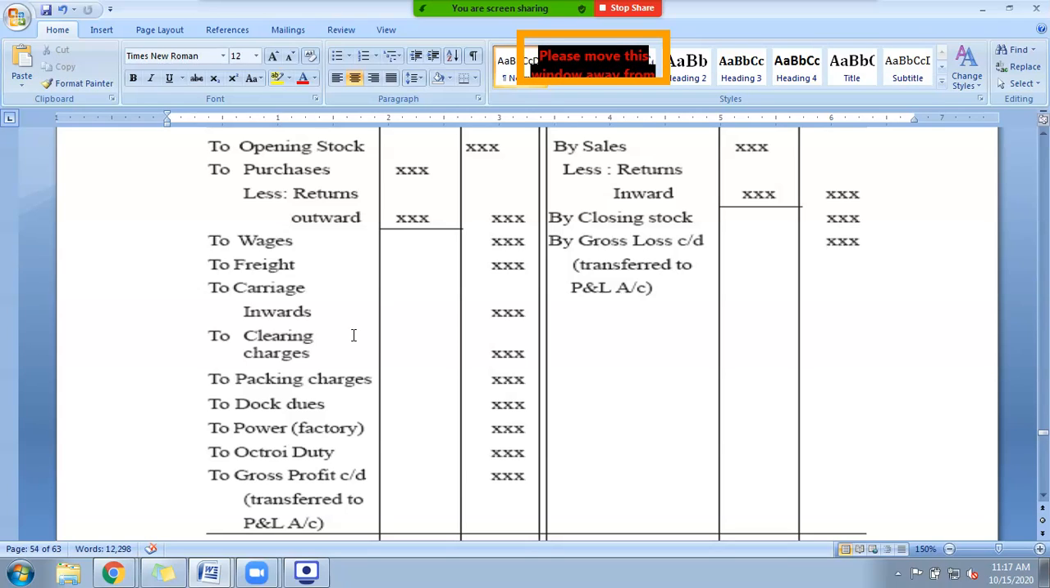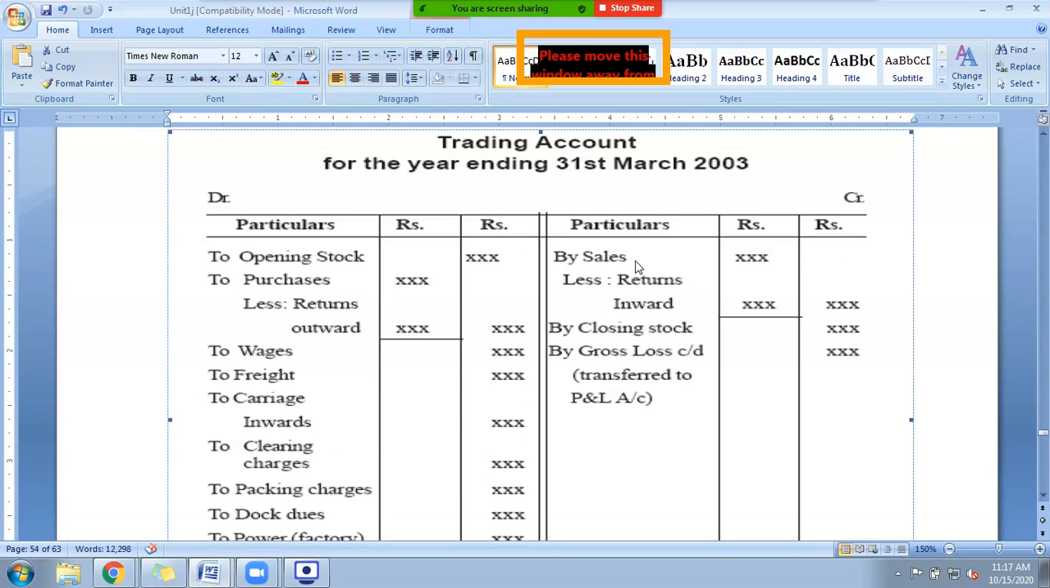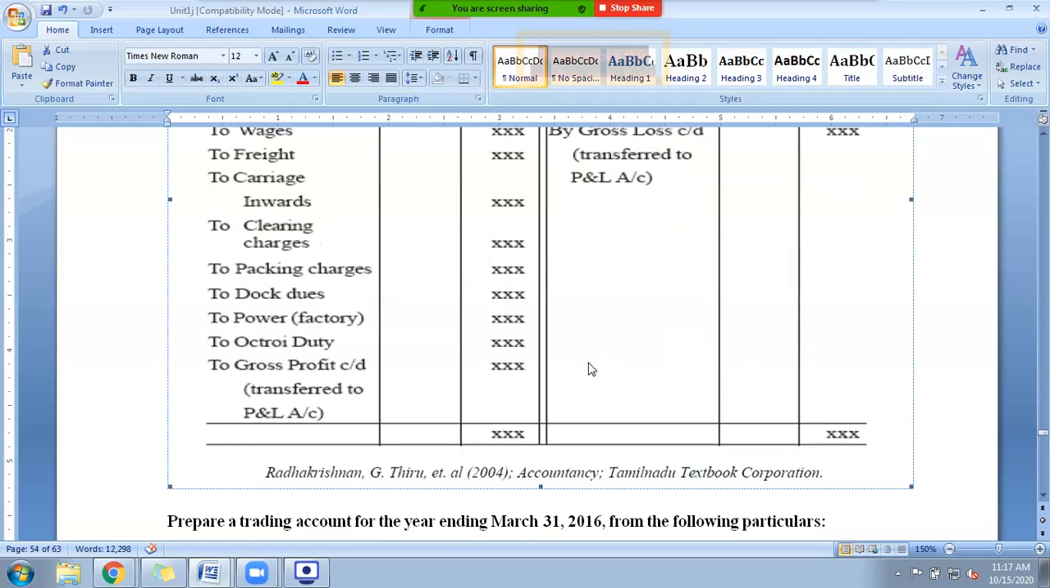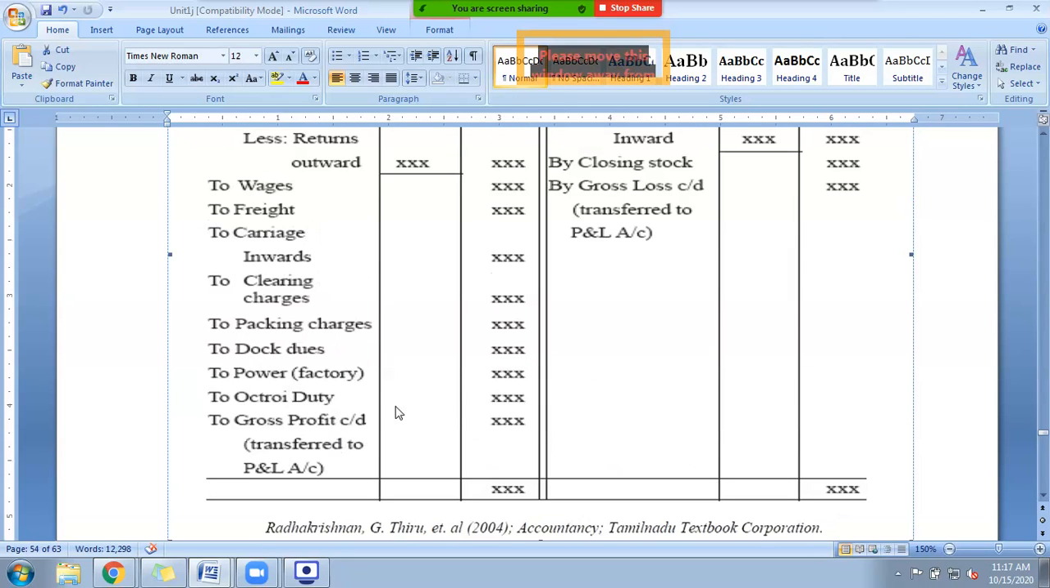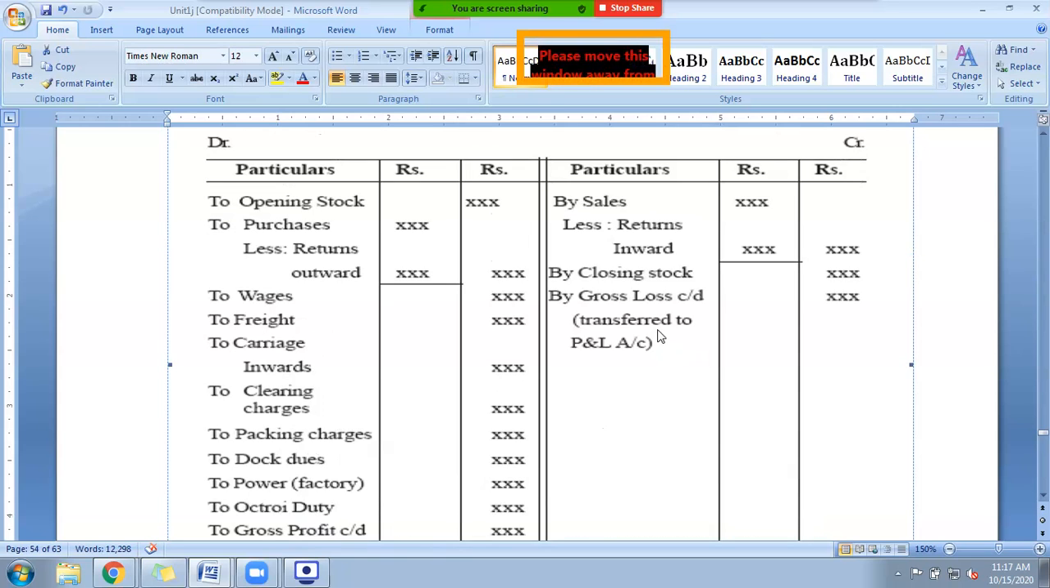When you produce a product. Look here. By sales minus return inward, what does it mean? Sales return. So net sales is taken to the outer column. By closing stock, by balance, usually gross profit will come. So gross profit will be tallied on the debit side. That is the balancing figure usually. In rare cases, gross loss will come. That will be tallied on the credit side.